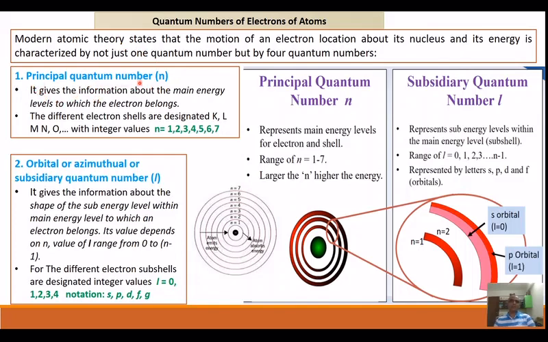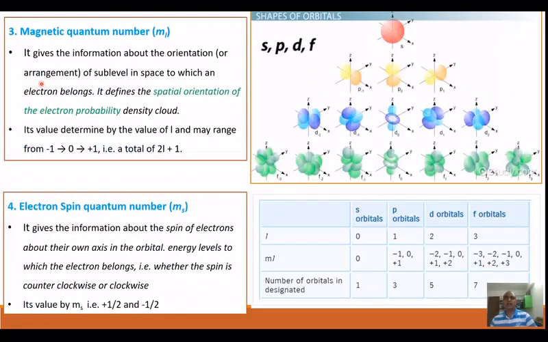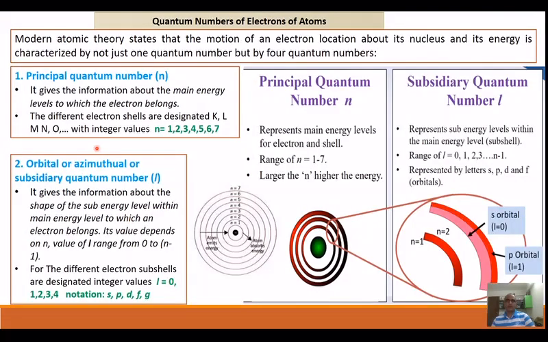First is the principal quantum number. Second is the orbital or azimuthal or subsidiary quantum number. Third is the magnetic quantum number, and fourth is the electron spin quantum number. So we'll see them one by one.